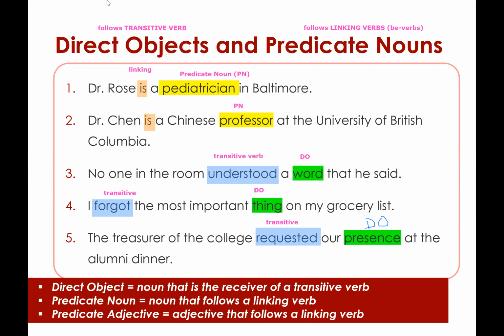And I didn't give any example sentence on predicate adjective, but essentially it follows a linking verb and it is an adjective. For example, Dr. Rose is smart. Dr. Chen is experienced. So smart and experienced would be your predicate adjective. And that is our first class on identifying subject, verb, and our complement.